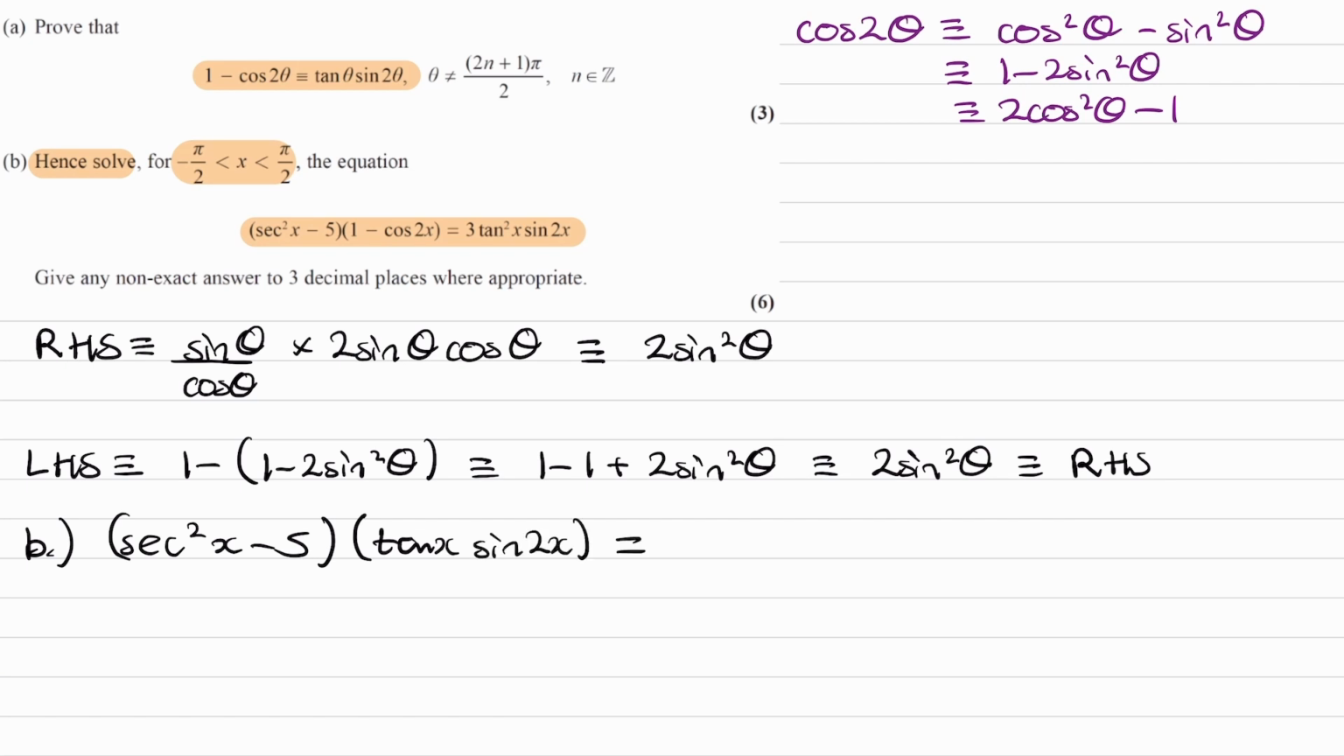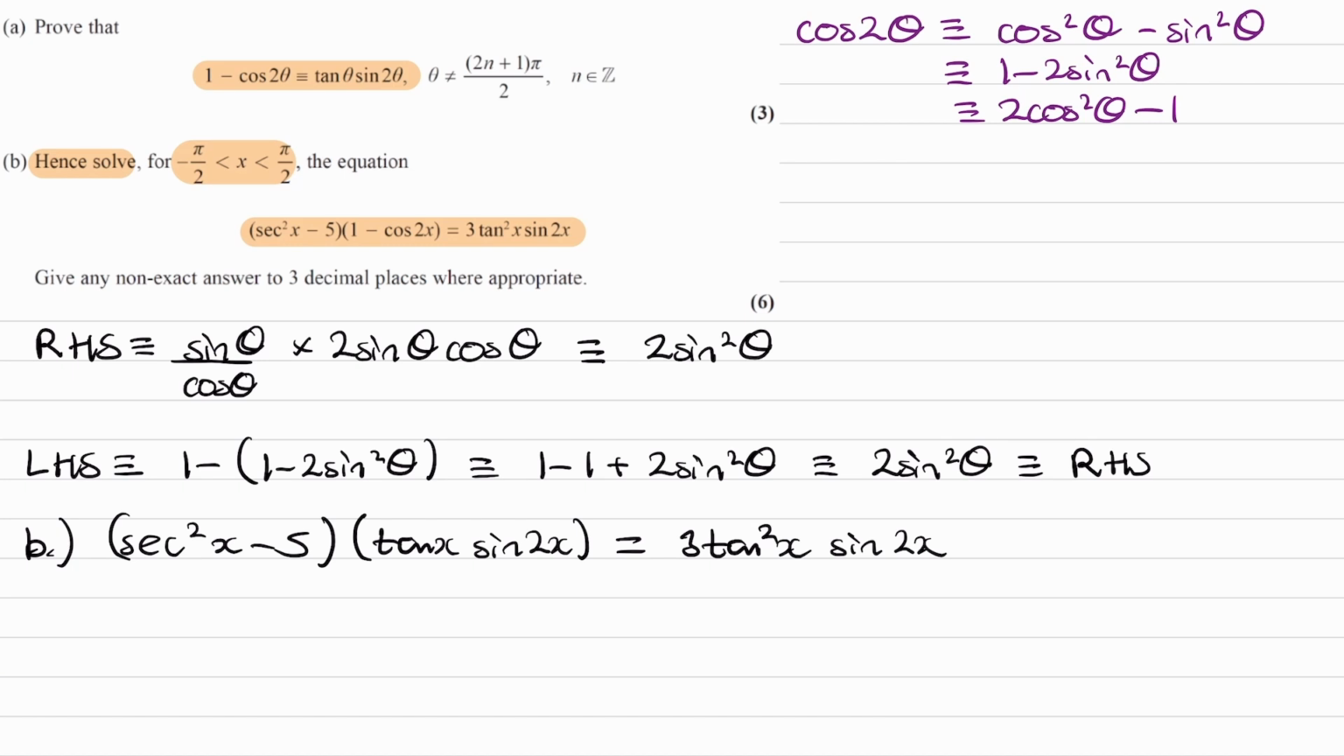and that's then equal to the right-hand side, which I'm going to keep as is, 3 tan squared x sine 2x. Okay, now it's tempting to cancel out the sine 2x on both sides of the equation, and a factor of tan x as well. But if you did that, you would lose solutions. So in those kinds of scenarios, don't cancel out, but rather bring everything to one side and then factorize.